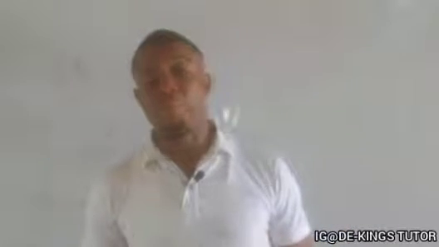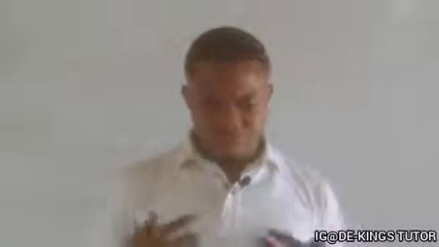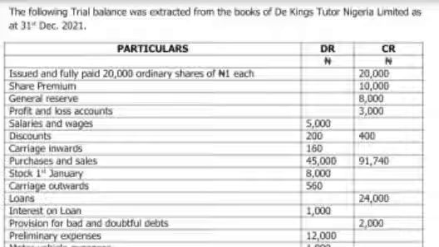Now I want to solve a practical question that relates to company accounts, how we can see that and how we can solve it. Now let's see this question. It reads thus, showing you on the screen. The following trial balance was extracted from the books of the King's Tutor Nigeria Limited as at 31st December 2021. Issued and fully paid 20,000 ordinary shares of 1 naira each.